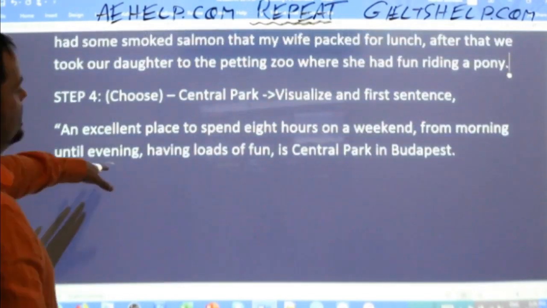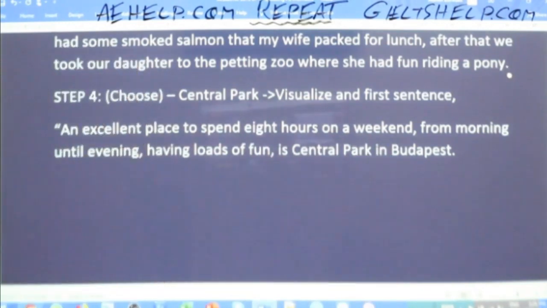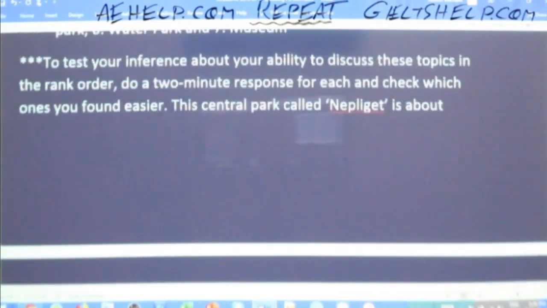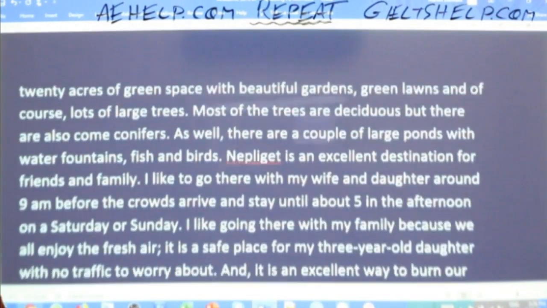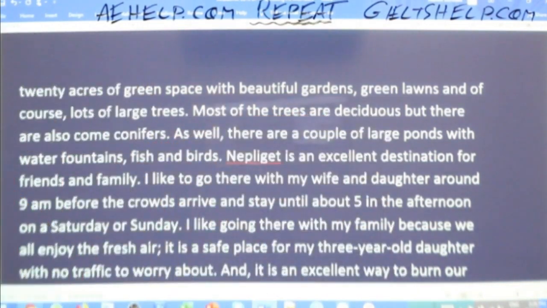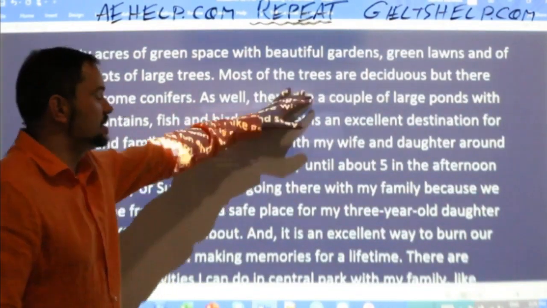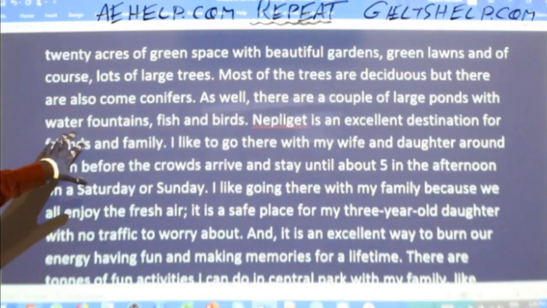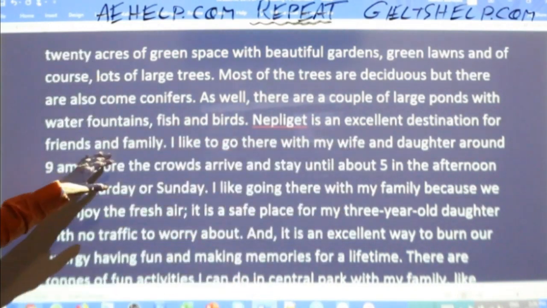So, an excellent place to spend 8 hours on a weekend from morning until evening, having loads of fun, is Central Park in Budapest. This Central Park, called Nép Liget, is about 20 acres of green space with beautiful gardens, green lawns, and of course, lots of large trees. Most of the trees are deciduous, but there are also some conifers as well. There are a couple of large ponds with water fountains, fish, and birds. Nép Liget is an excellent destination for friends and family.